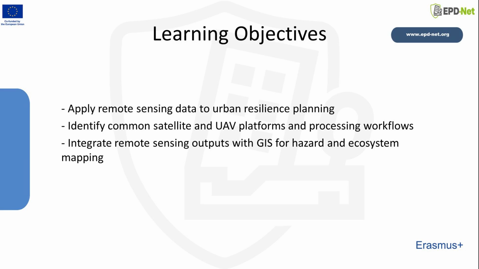The learning objectives clarify what competences students should acquire. After this topic, they should be able to choose appropriate remote sensing datasets for typical urban resilience questions, such as mapping heat islands, flood-prone areas, or green infrastructure.